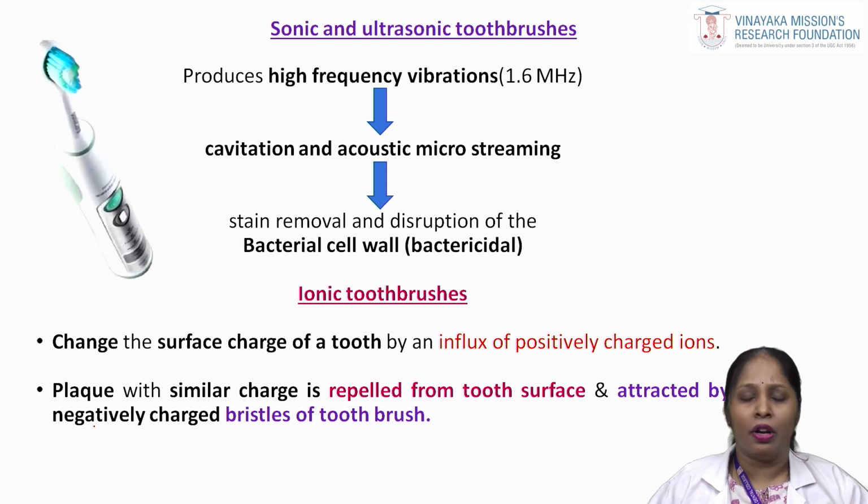The sonic and ultrasonic toothbrushes produce high frequency vibration which leads to cavitation and acoustic microstreaming, which in turn helps in stain removal and disruption of the bacterial cell wall. Whereas ionic toothbrushes change the surface charge of the toothbrush by an influx of positively charged ions, which in turn causes plaque with similar charge to be repelled from tooth surfaces and attracted by the negatively charged bristles of the toothbrush.